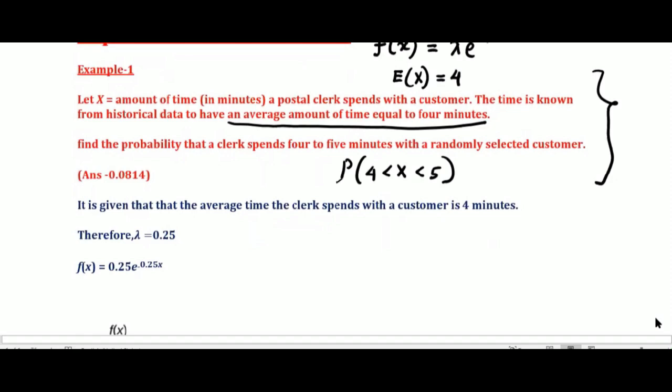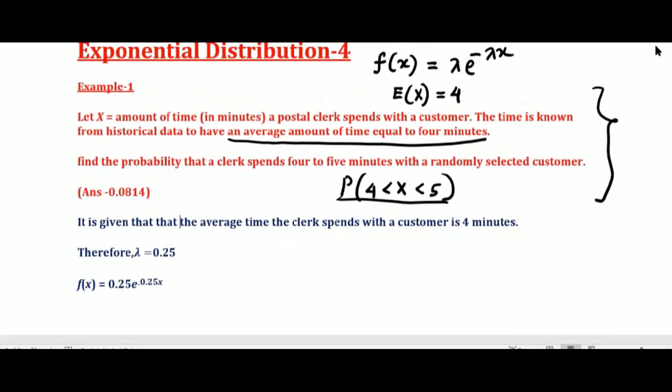Now you need to find this. To find this, because we know already f(x) is lambda e power minus lambda x, okay, we have to integrate this one, right? Normally you directly get in the form of a question. This is given, lambda is given, find this probability. These are the very initial problems. However, you like in a practical way, that's why I brought this example for you.